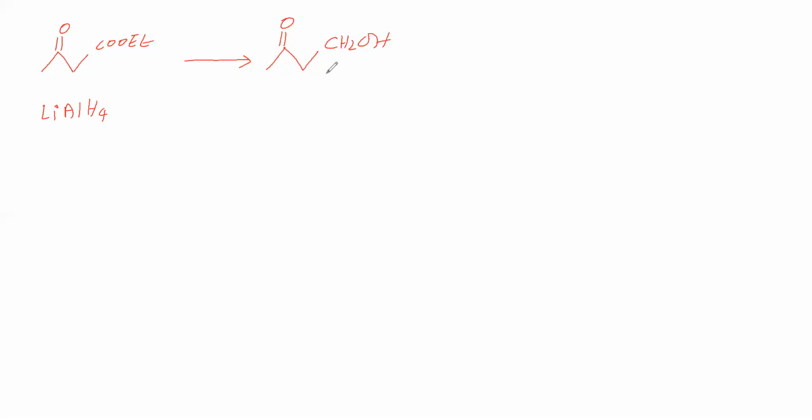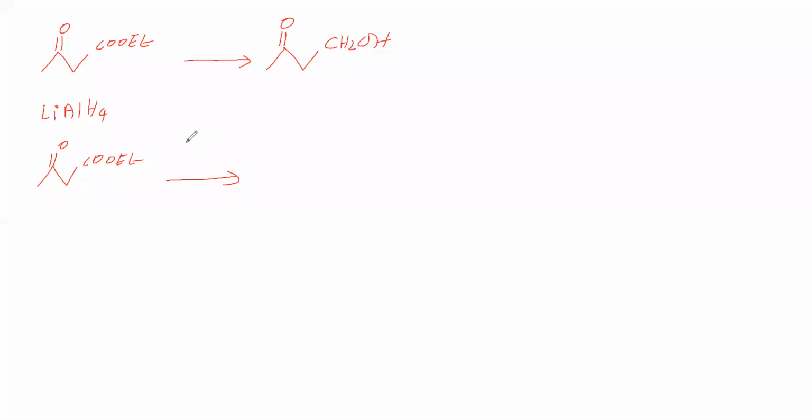So what to do? Let us protect the keto group so that it is not attacked by the reducing agent. How to protect this keto group? By acetal formation. First we will protect this keto group against the reducing agent. So we will take the ketone for acetal formation first.